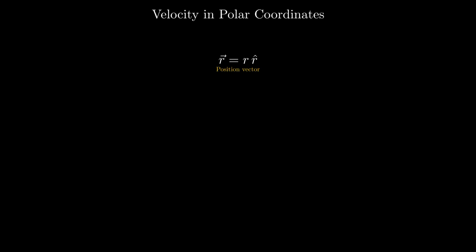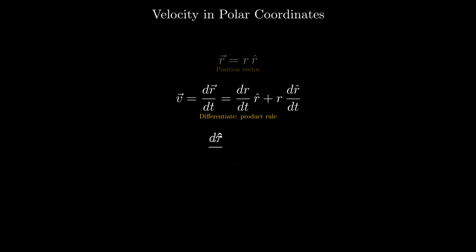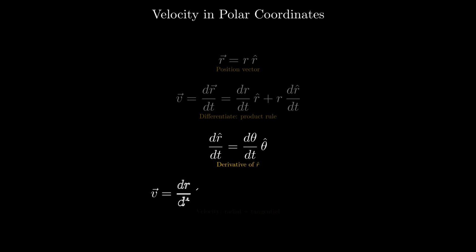To get velocity, differentiate with respect to time. Because r now changes, we need the product rule. The derivative is dr dt times r hat plus r times the derivative of r hat. And the derivative of the radial unit vector is d theta dt times theta hat. Substituting, the velocity is dr dt times r hat plus r times d theta dt times theta hat.